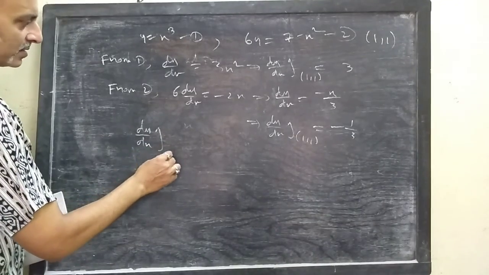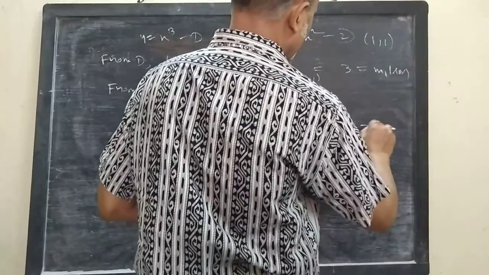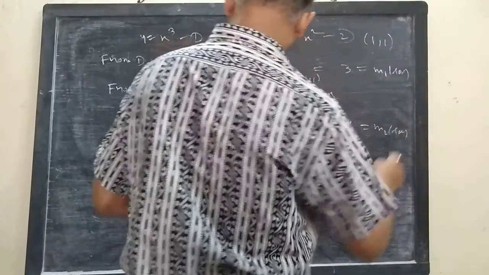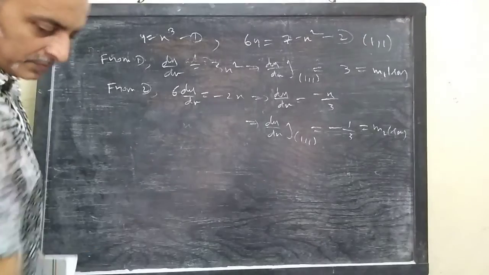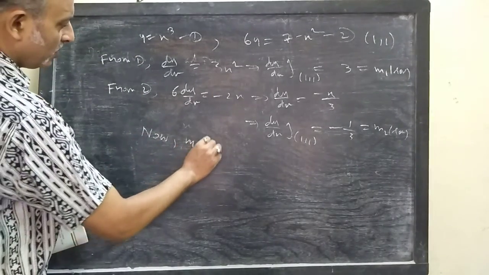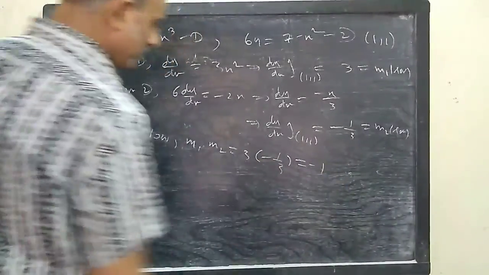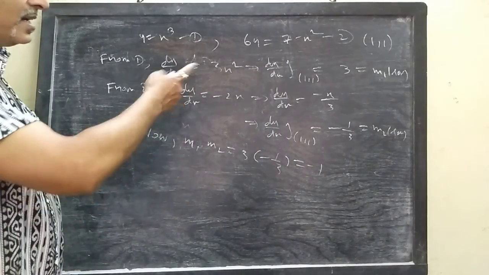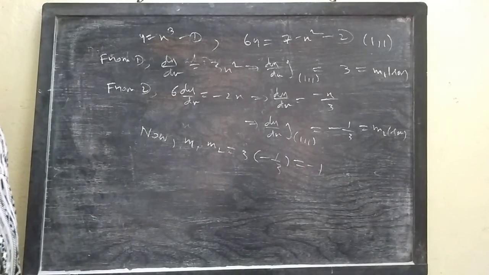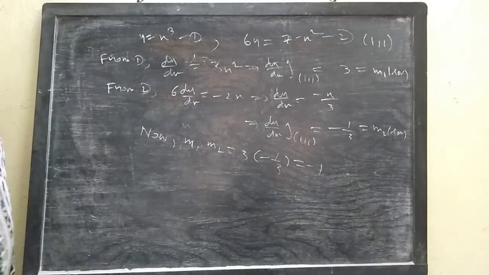Now just see, dy/dx for the curve 1, say this is m1, and this is m2, say. Now m1 dot m2, this is 3 into minus 1 by 3 equals minus 1. What does it signify? It signifies that the tangents are mutually perpendicular. So if the tangents to the curves at their point of intersection are mutually perpendicular, then the curves cut orthogonally. Okay? So we can say here the curves 1 and 2 cut orthogonally.